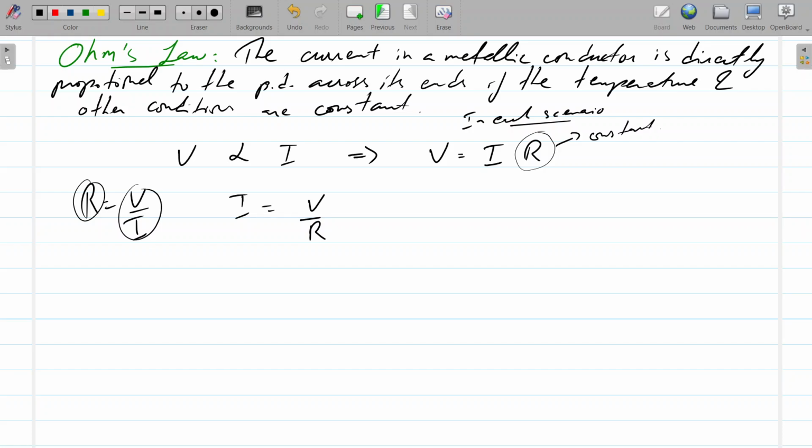And this is given that the temperature is the same and other factors that would affect resistance are also the same. They're not changing.